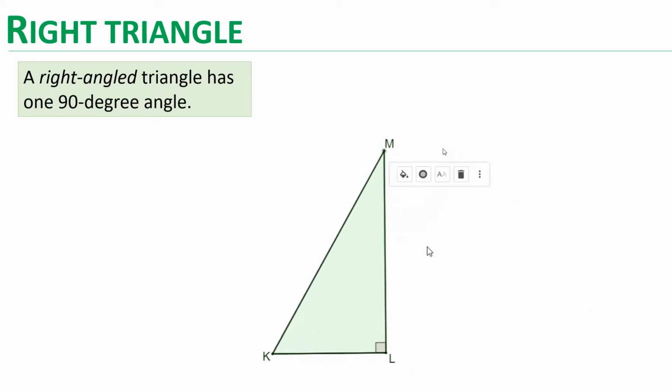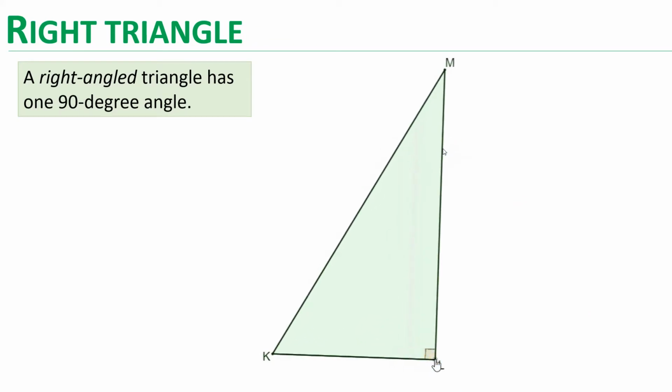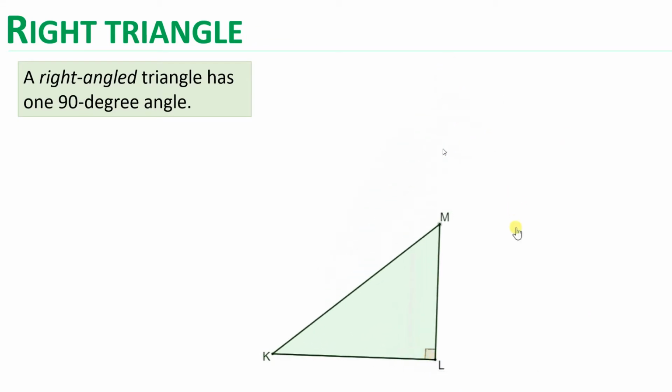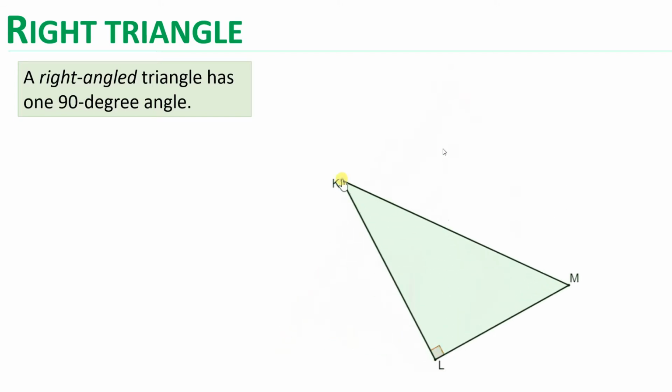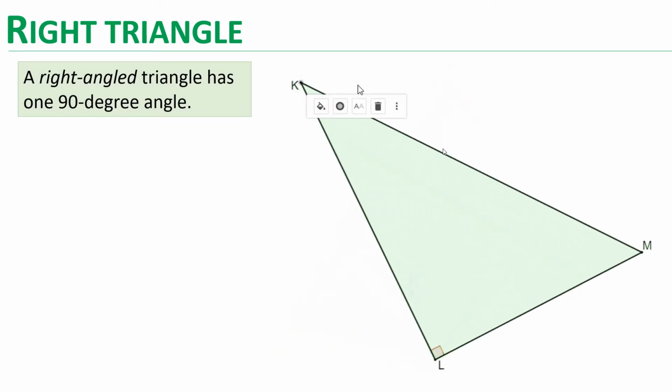The third type of triangle that we will see a lot is the right-angled triangle. The definition is very simple. If the triangle has one right angle, it is a right triangle.